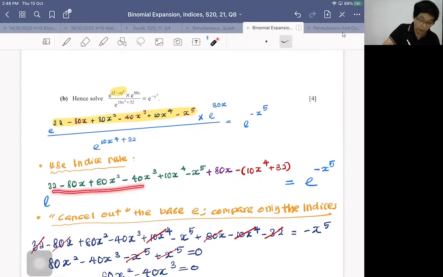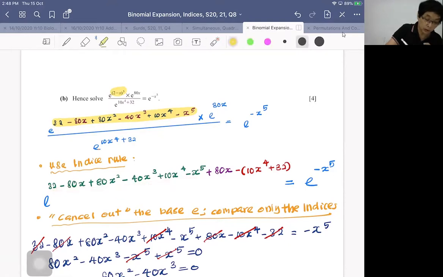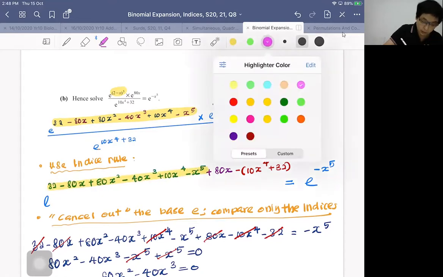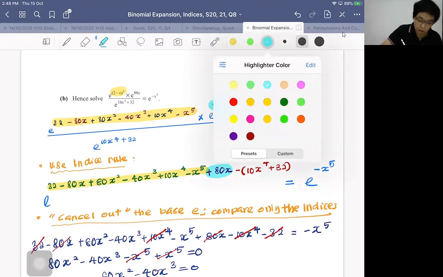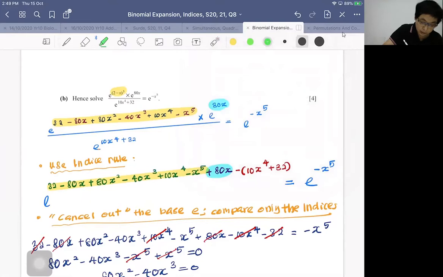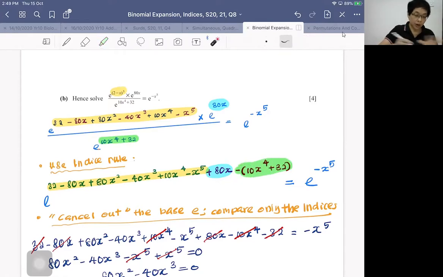So this is the first part, all the way up to here. And then this is the second part, from here because of the addition. And then let's go on to the next part where you have this dividing this, so we're going to get minus this whole chunk. Then on the right hand side, of course, we still have that equal to e to the power of negative 5.